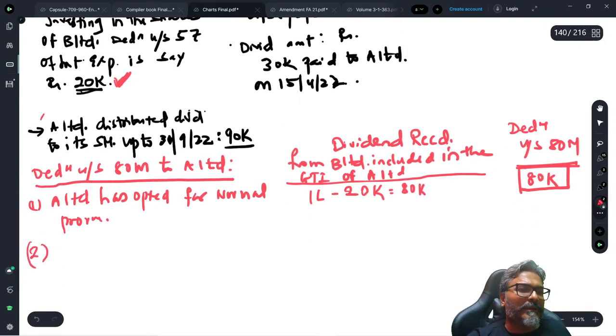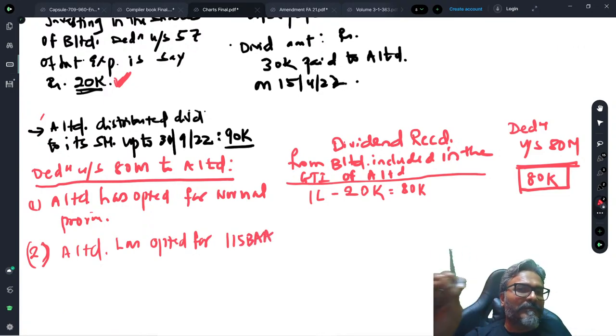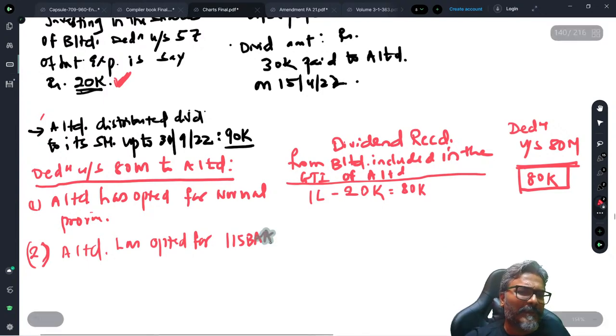The second particular point, students, which has been there is what? Be careful. First is that A Limited has opted for normal provision. I have told you. Second one, students, is about what? A Limited has opted for 115BAA. So if A Limited has opted for 115BAA, students, now you tell me how we will proceed further. Sorry, 115BAB. Let's look upon 115BAB.